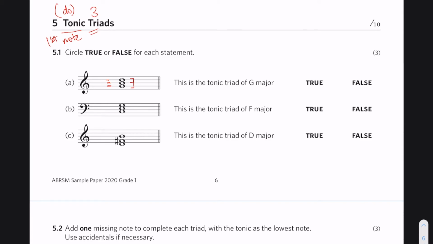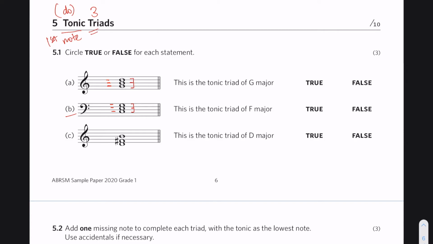If we want to build a triad in the space, like in question B, the lowest note this time is in the space. So we need to add a third and a fifth on top of this space. The third would be the third space, and the fifth would be the fourth space. So again, it will look something like a hamburger with the buns on the outside and the patty in the middle.